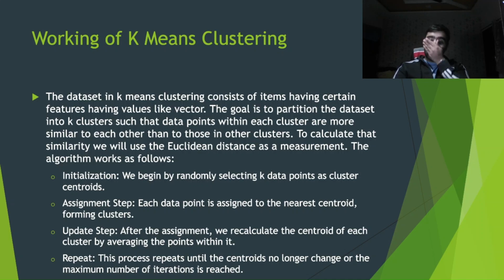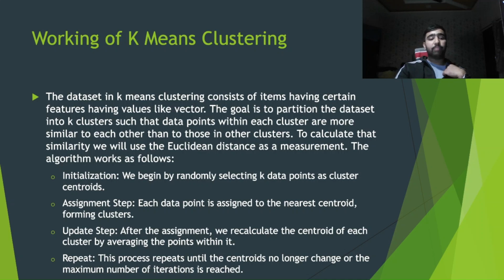Second step, assignment. Each data point is assigned to the nearest centroid, forming clusters. So once we have selected certain data points as centroids, for each of the rest of the data points we will find the closest centroid. Now we'll find this closest centroid by using the distance metric. So the distance metric, which could be Euclidean distance or some other distance metric, comes into play in this step.